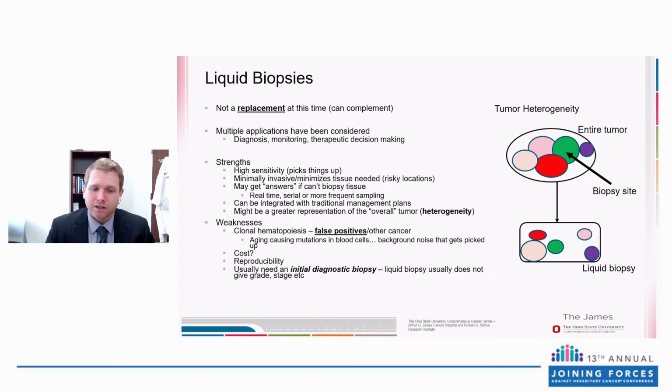We usually need an initial diagnostic biopsy. Okay, once again, this is not a replacement. This is a complement to what we're already doing. Liquid biopsies can give us some valuable information, but they're not going to give us specific histologic features. So what things look like under the microscope, having to do with the grade of the tumor. It's not going to tell us what stage it is. And it's not going to necessarily give us the most complete replacement for the way that we're already kind of collecting our data or information about how we should be managing a cancer type.